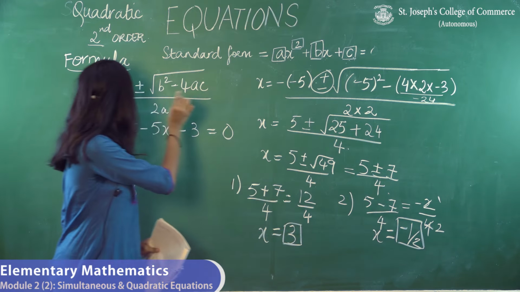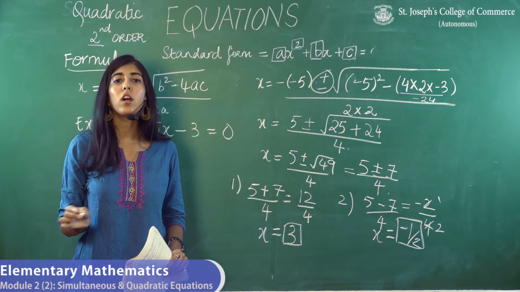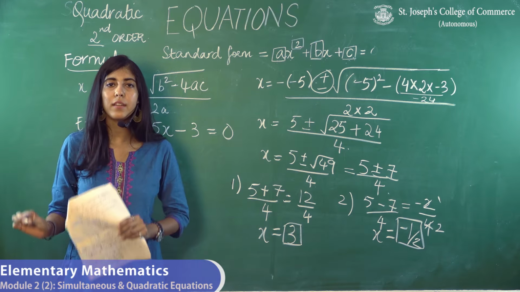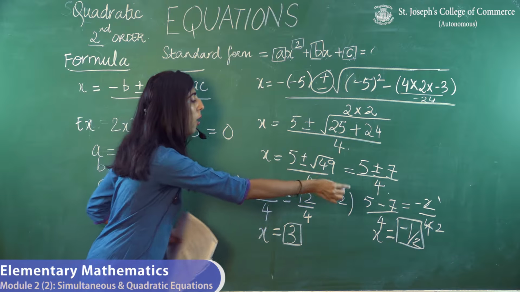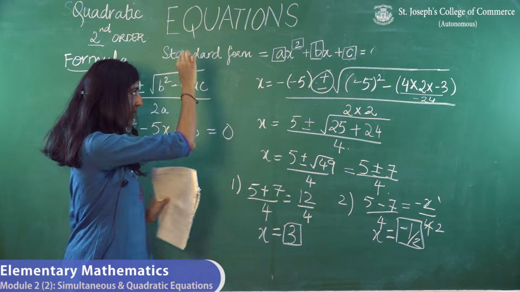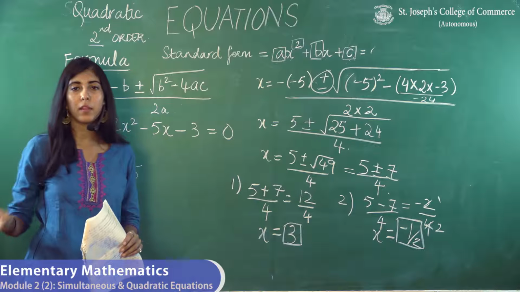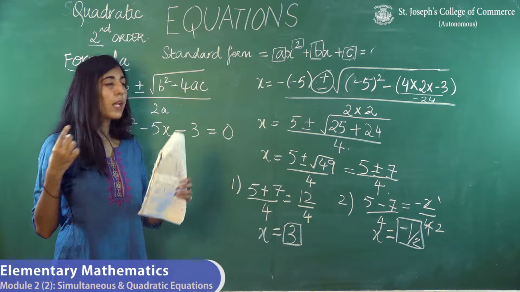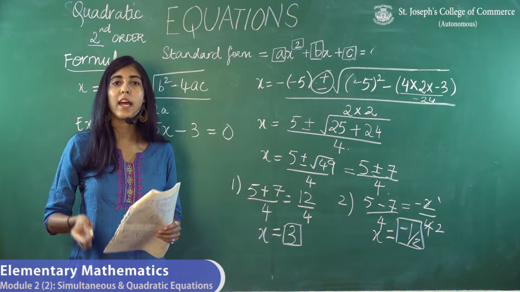If you notice, when we solved it using the factorization method, we got the roots of the quadratic equation to be 3 or minus half. And you get the same answer when using the formula method. Either of the methods can be utilized to solve your quadratic equation as per your convenience.